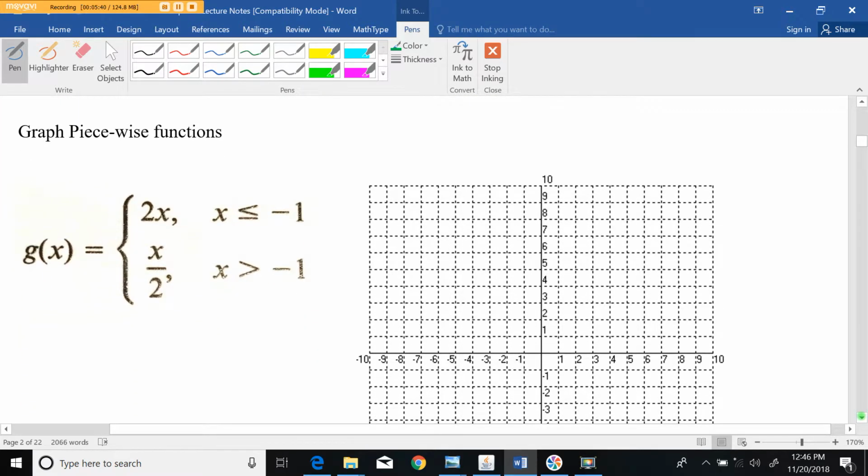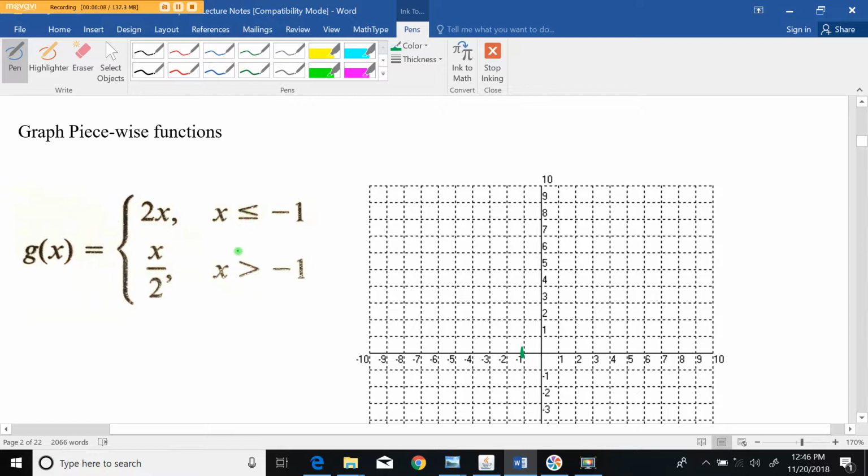Graphing piecewise functions. Okay, so a piecewise function, kind of like its name implies, is a function that changes how it's defined at some value. This function g of x is equal to 2x if x is to the left of negative 1. So here's negative 1 on the graph. It's equal to x over 2 if x is to the right of negative 1. I'll talk about the equality and what that means here in a moment.